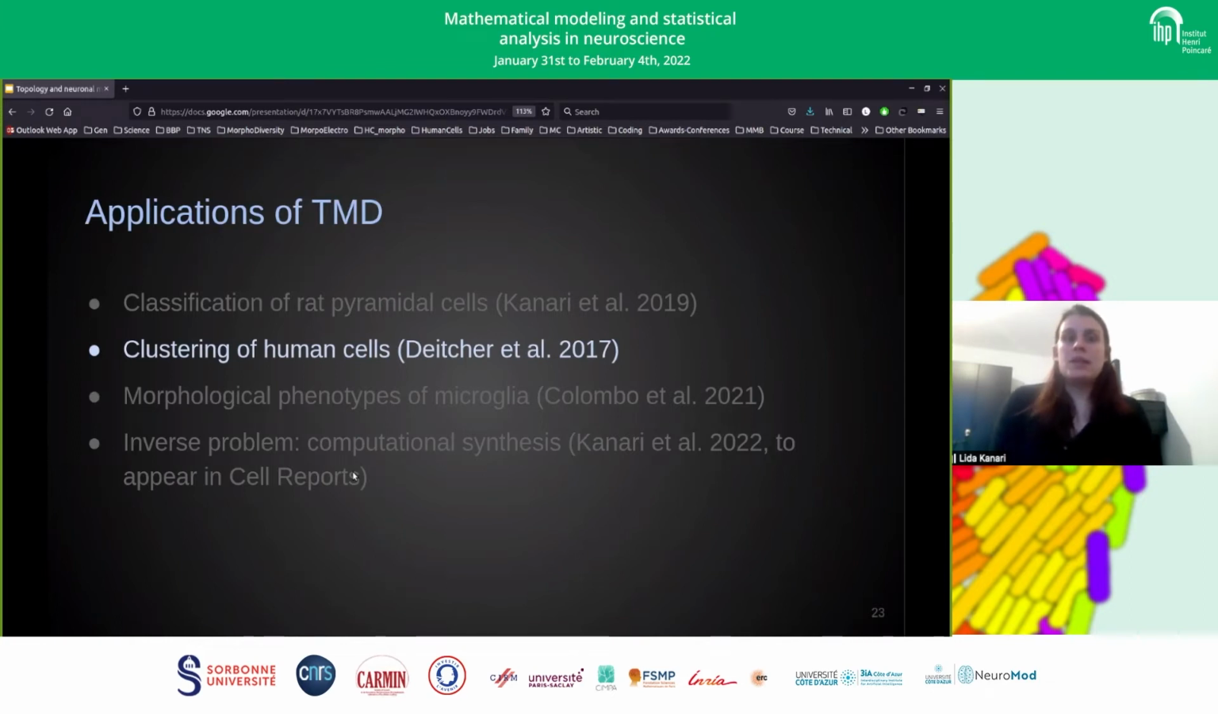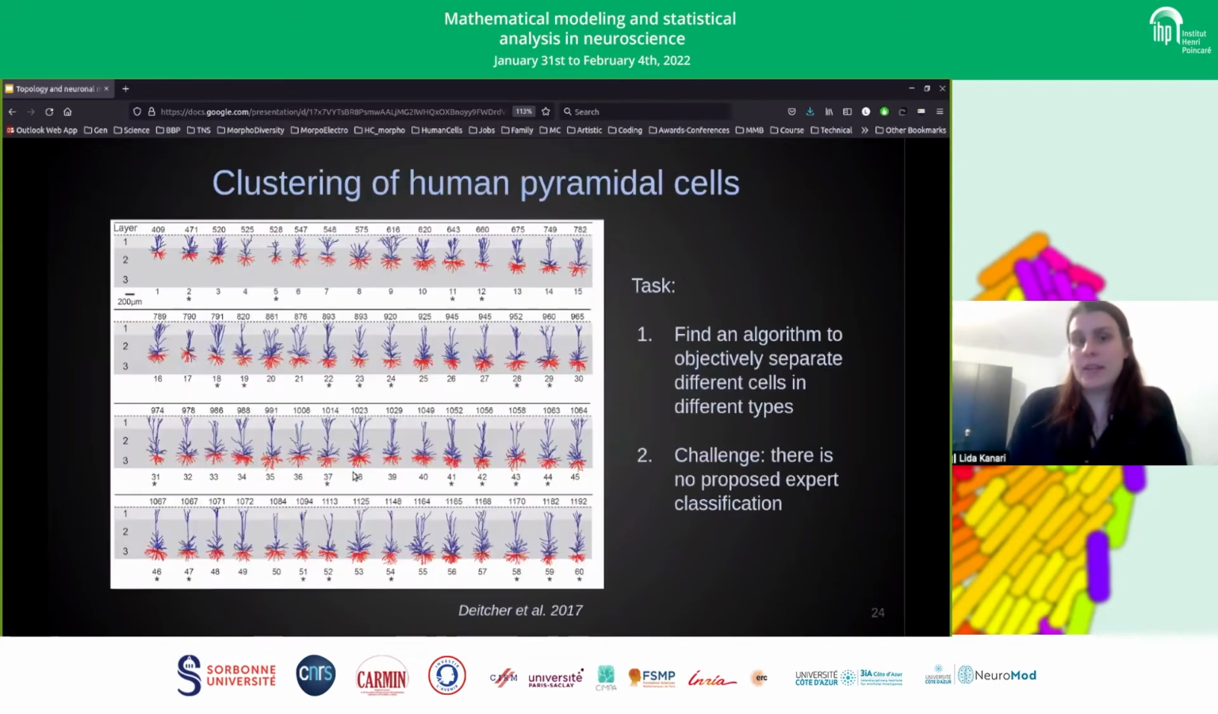Now, another interesting example is clustering. The difference between classification and clustering is that in the classification task, we have the classes, so we want to see if we can objectively justify them and identify their differences. But in clustering, you have no classes. So it's like unsupervised learning.